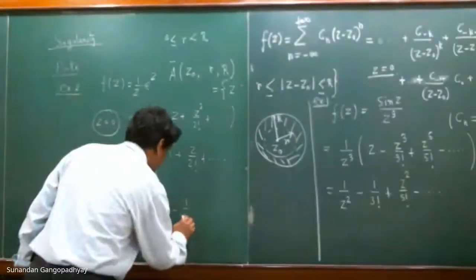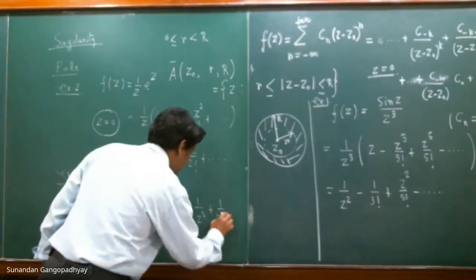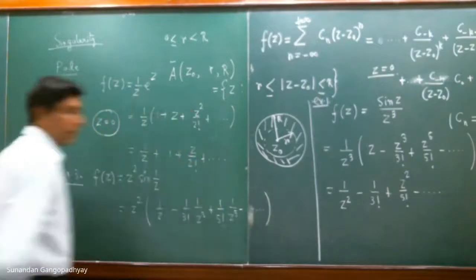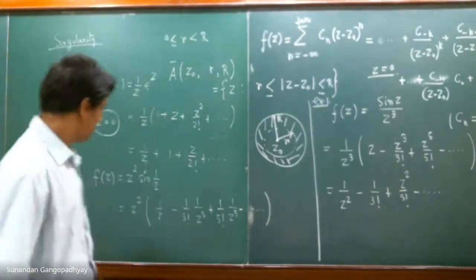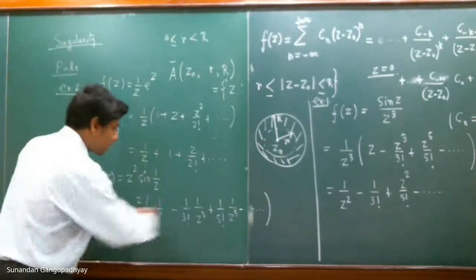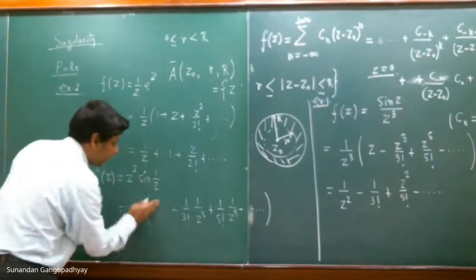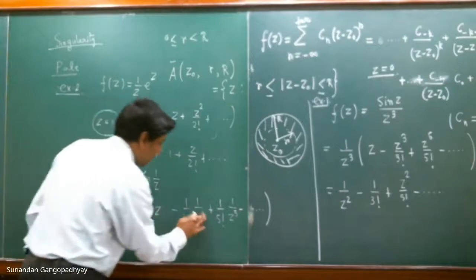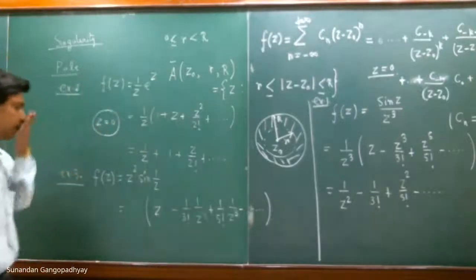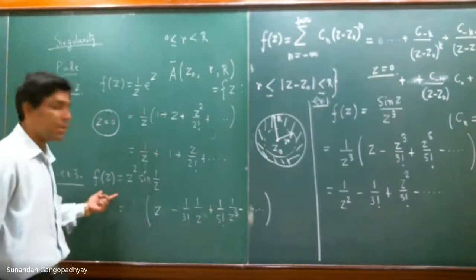minus 1 by 3 factorial, 1 by z cube, plus 1 by 5 factorial, 1 by z to the 5. Is this okay? You just expand it, and then you just multiply this out. If I multiply this full thing by z squared, then you will get z, minus 1 by 3 factorial z cube, and so on. So you see that in this case, this is the Laurent series expansion of this function.